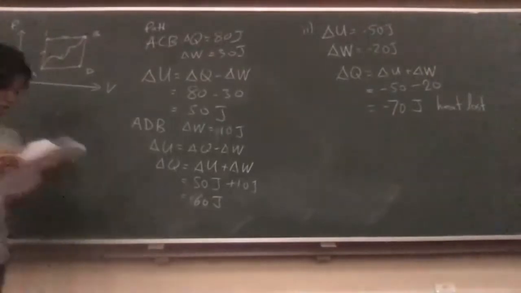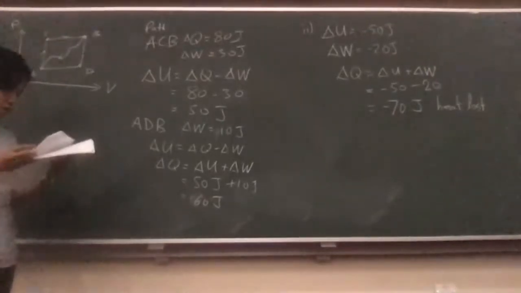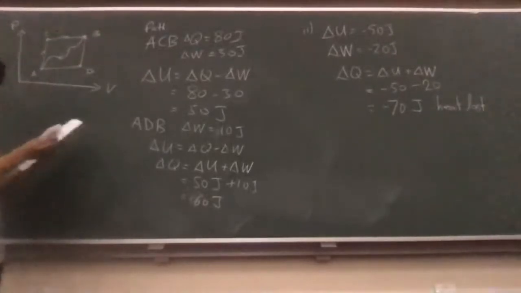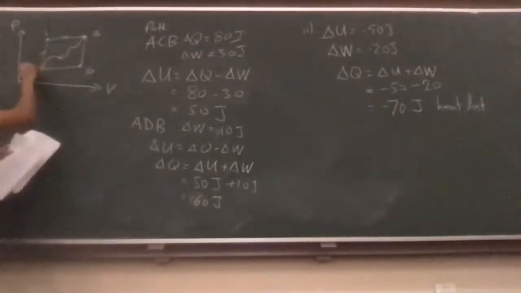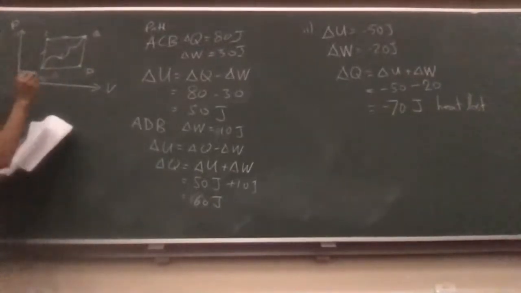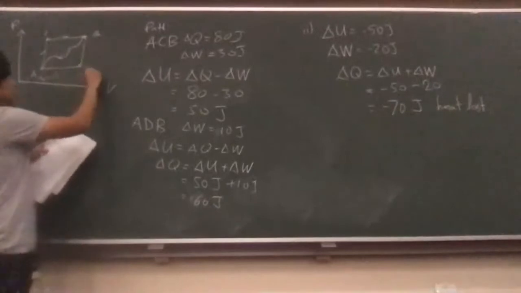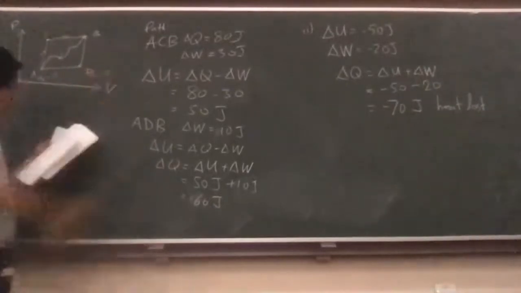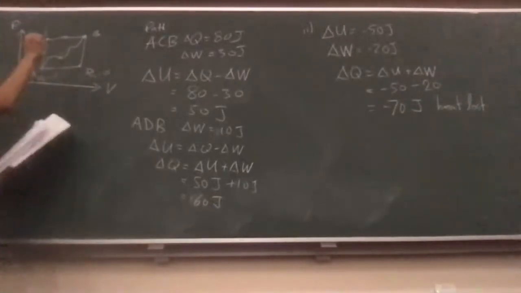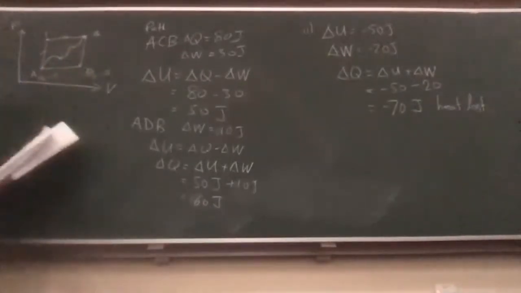And finally, if U_A is equal to 0 and U_D is equal to 0, so U_A here is equal to 0 joules, and U_D here is equal to 0 joules, find the heat absorbed in the process AD and DB.